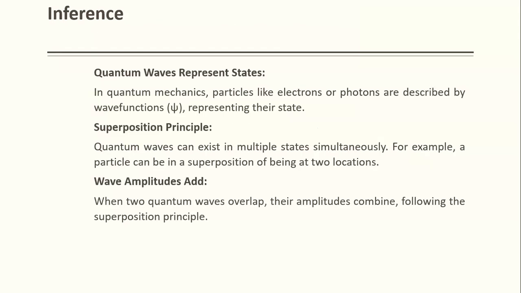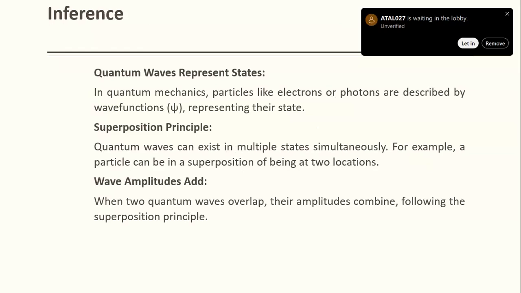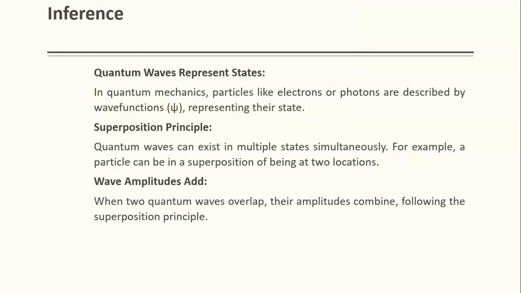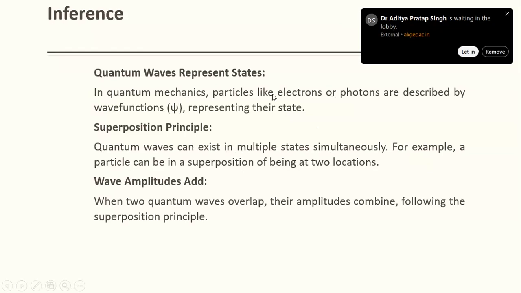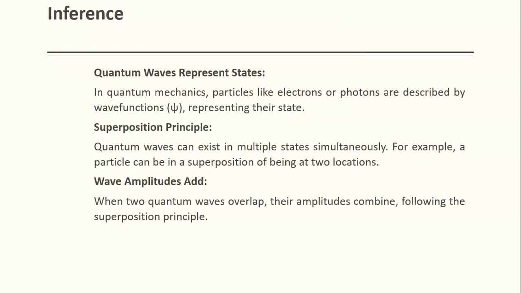Then interference. Quantum waves, which mostly depend on waves. In quantum mechanics, particles like electrons and photons are described by wave functions. This wave function is the psi, as I already told, which is like a symbol representing the state. Then the superposition principle: quantum waves can exist in multiple states simultaneously because they go that fast. So it will exist in multiple states simultaneously.